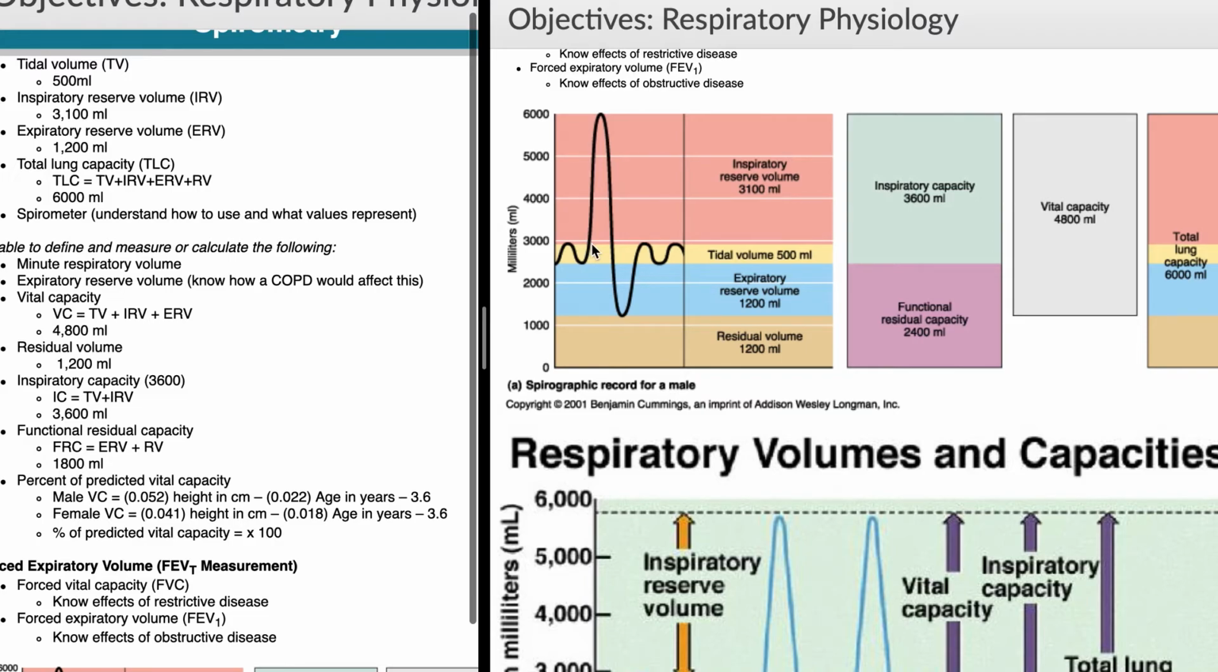So what the heck is inspiratory reserve volume? It is the amount of air beyond your tidal volume that you can breathe into your lungs. So that right there, essentially. It does not include the tidal volume. That's why there's two different colors here.